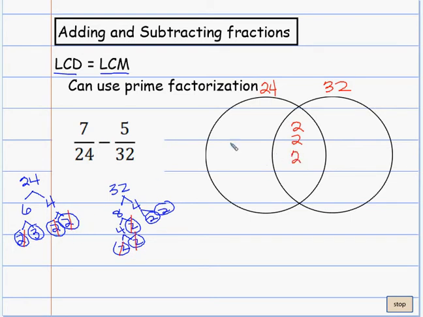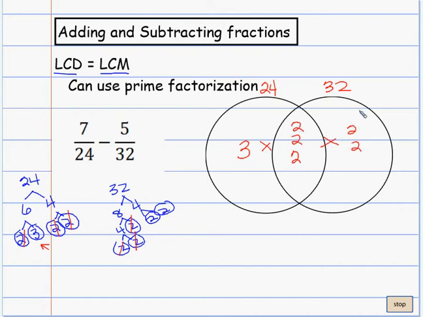and that's it. So now remember, this is the 24 circle, so what number do I need to put out here? 3, because that didn't get used yet. And I need 2 2's in the 32 circle. So what is your least common multiple or your least common denominator? We need to multiply all these. So what is 3 times 2 times 2 times 2 times 2 times 2?